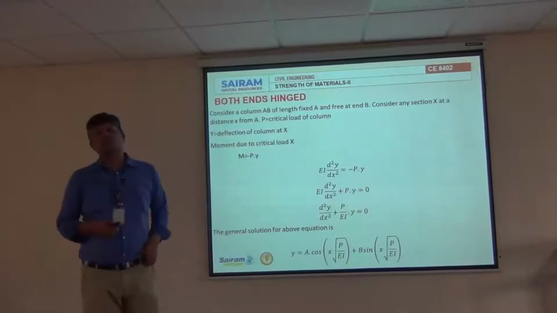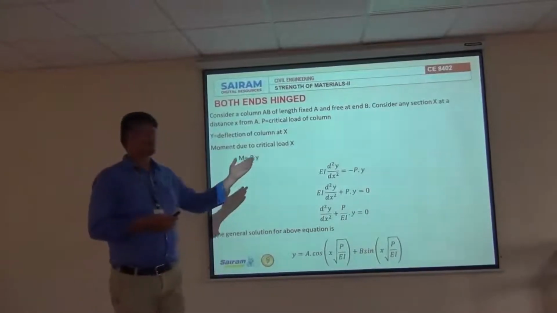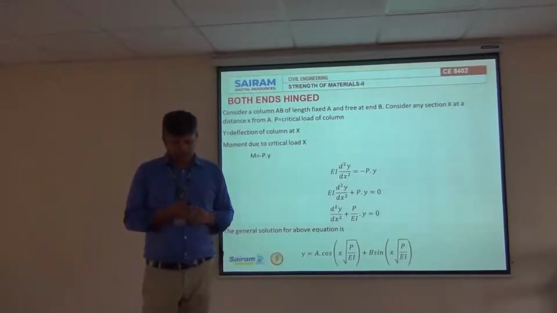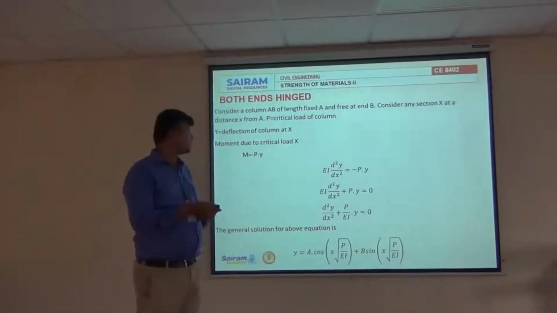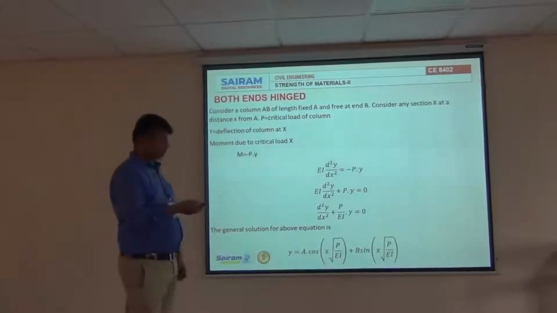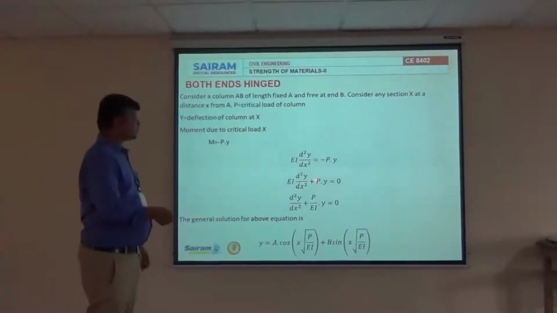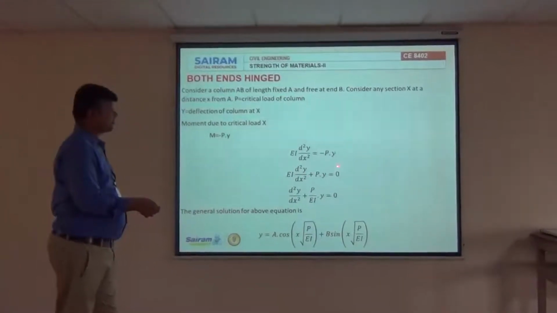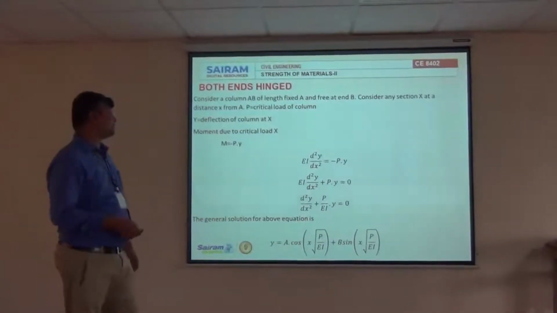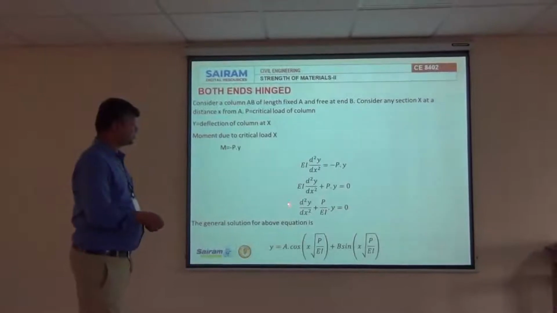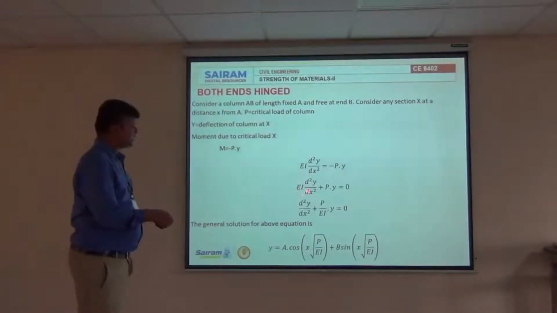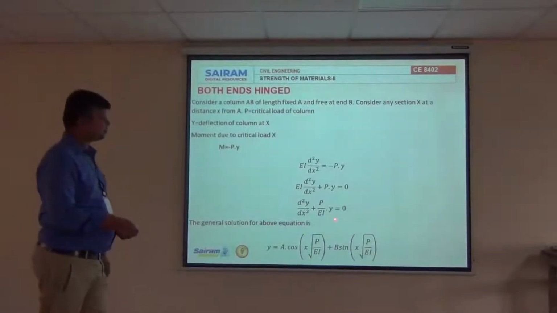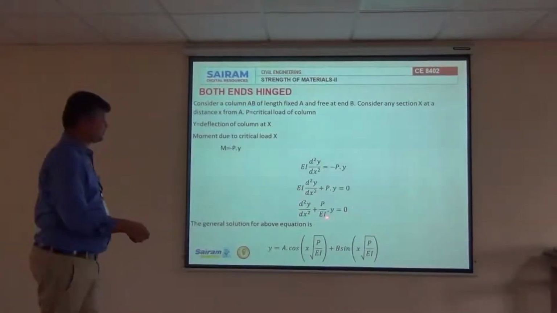So EI d squared y by dx squared equals M, which we can represent as minus P into Y. We bring the Py to the other side, so EI d squared y by dx squared equals minus Py, and we equate it to 0. Next step, we divide the equation by EI. So we get d squared y by dx squared plus P by EI into Y equals 0. This equation we will be getting.